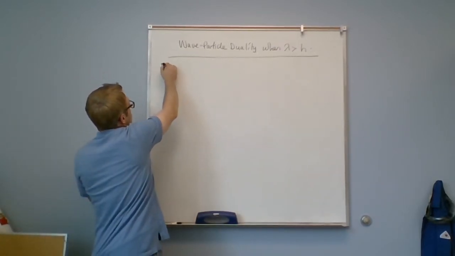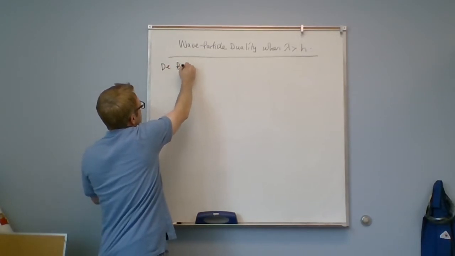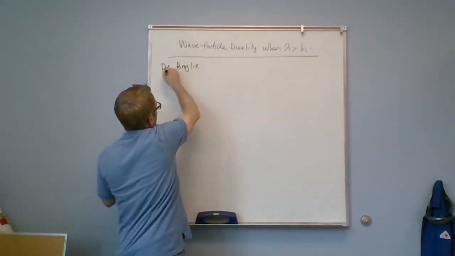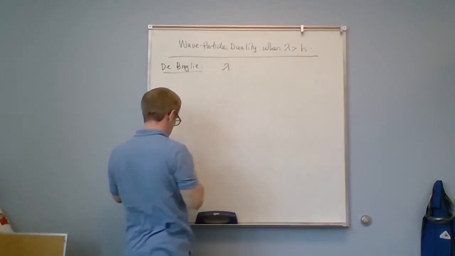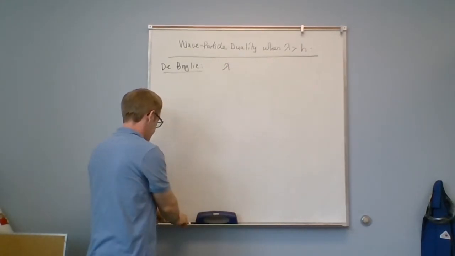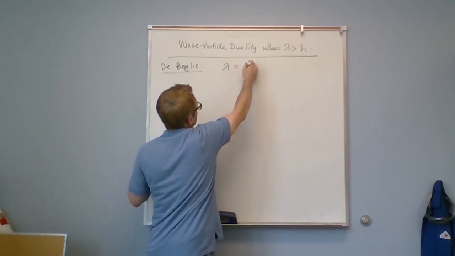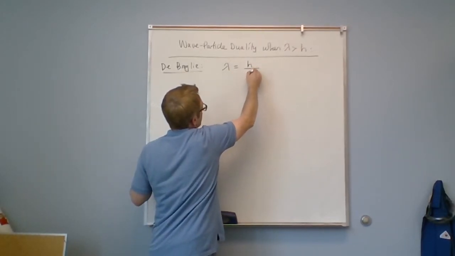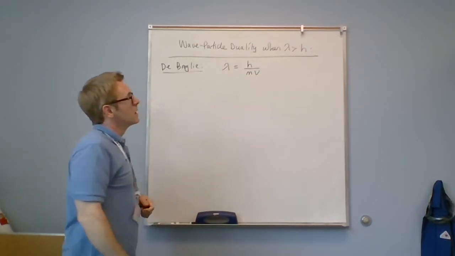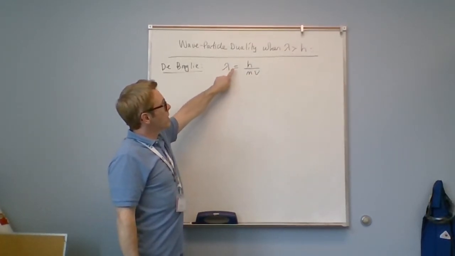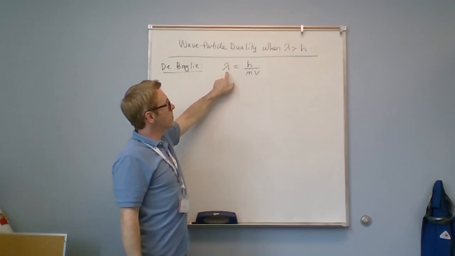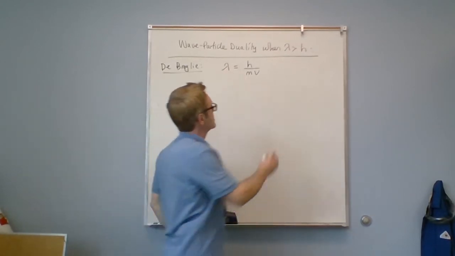We have something called the de Broglie equation, where wavelength equals Planck's constant over mass times velocity. So we can see here that we have an equation that has wavelength and mass in the same equation.